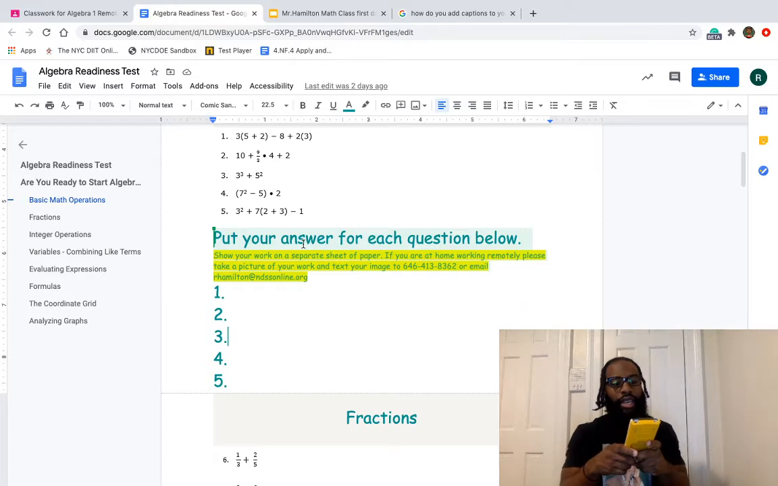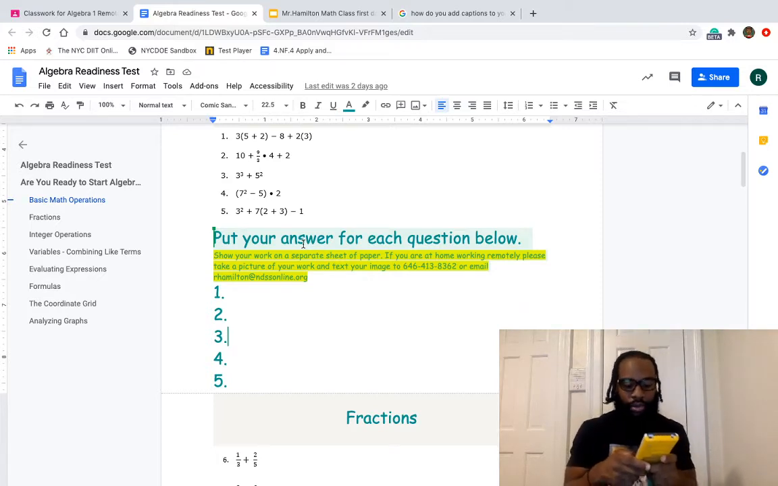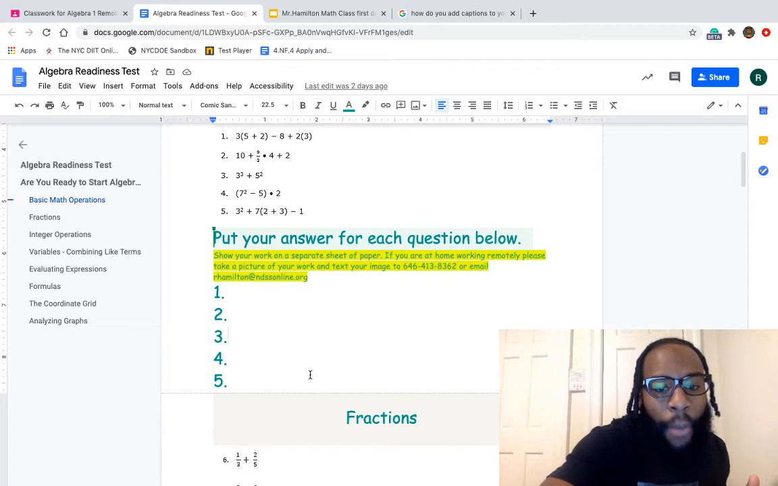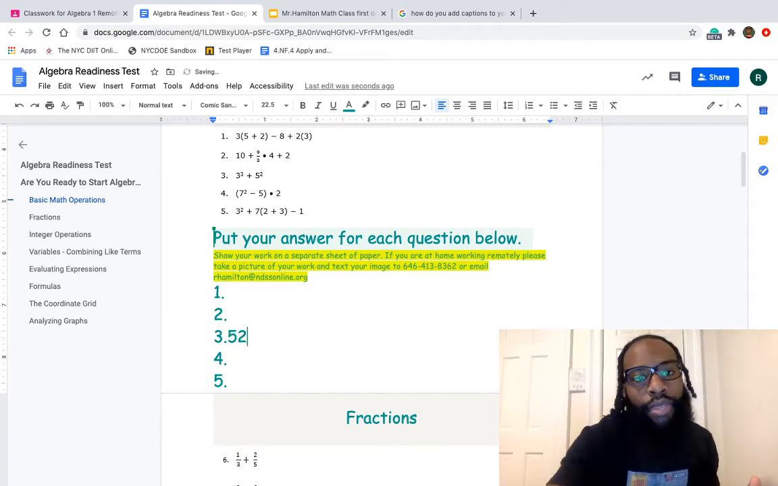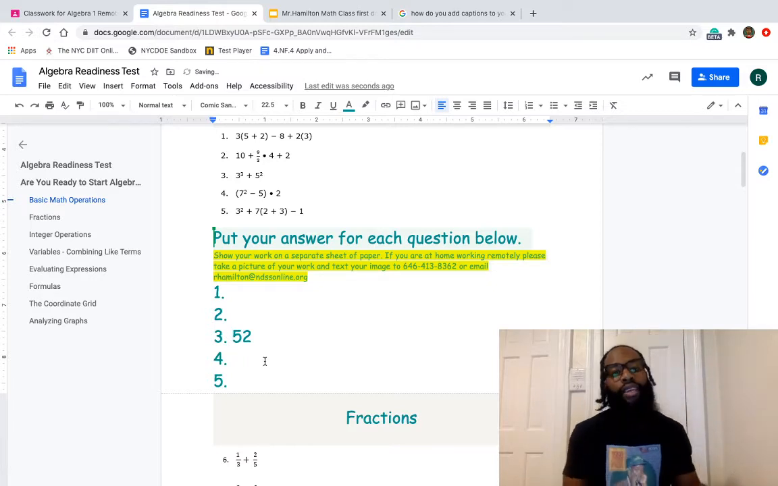Let me double check that. 3 to the third power is 9, plus 5 to the second is 25. Nope, 3 to the third power is 27, plus 5 to the second power is 25. Yep, 52. So I'll put my answer right here, and that's how I know you answered it. That's how I would put my answer.